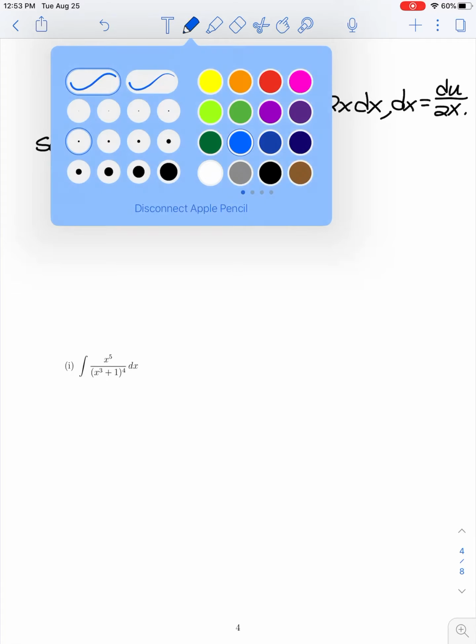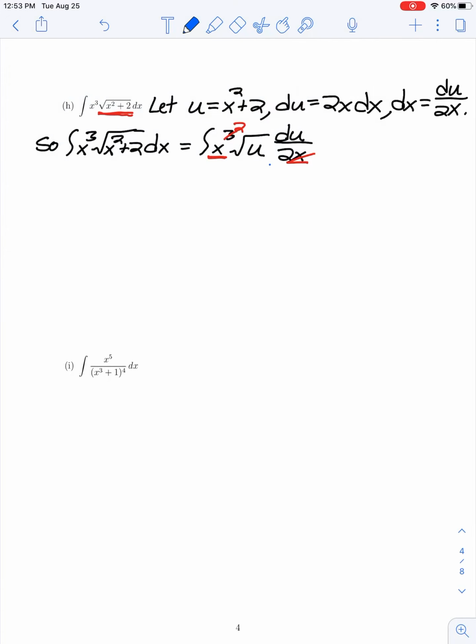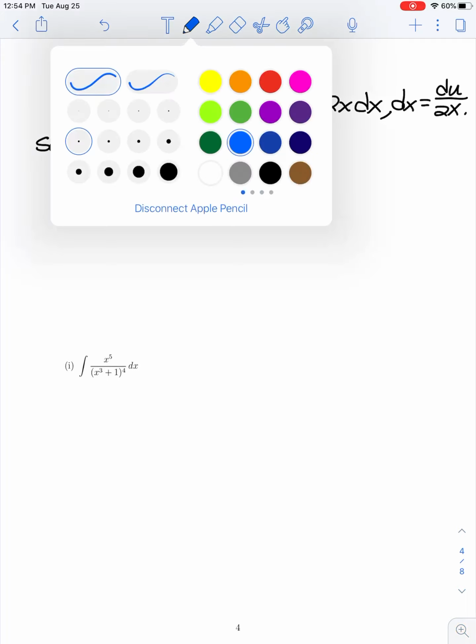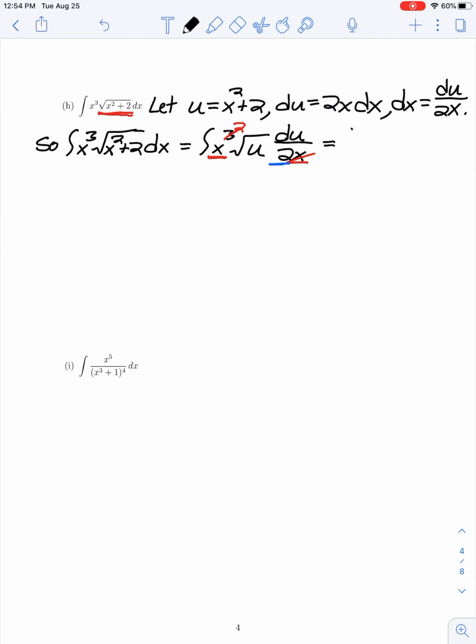And let's see what else. The constant factor that I have in this case is 1 over 2, or 1/2, which I'm going to pull out in front of the integral. And now after canceling our one factor of x, we're left with x squared times the square root of u du.